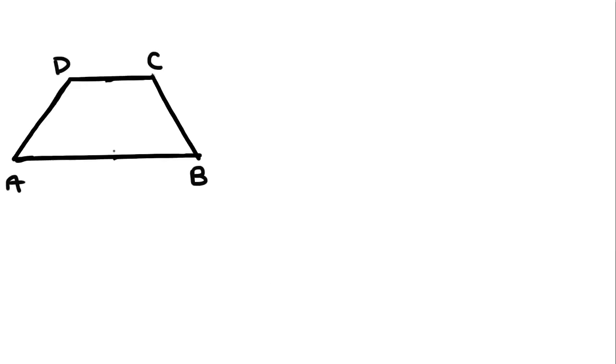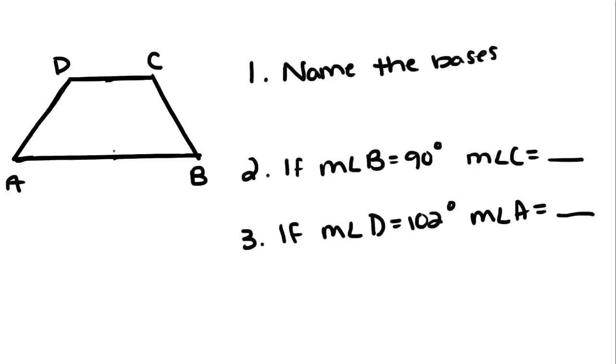So we have trapezoid ABCD. Name the bases. So like we said, the bases are the parallel sides. So these two sides are parallel. So that means that CD and AB are the bases of this trapezoid. If the measure of angle B equals 90 degrees, what is the measure of angle C?